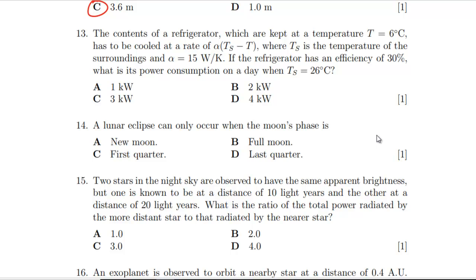Right, okay, so we've got that the power is equal to, that's what they just sort of left out of this, alpha times TS minus T. So that is the power, which is equal to, what was it, 15 for alpha multiplied by 26 minus 6. So multiplied by 20. So that's the power, but we've got a problem that it is only 30% efficient. So we're going to have to use 10 over 3 more in order to take off that 30%.